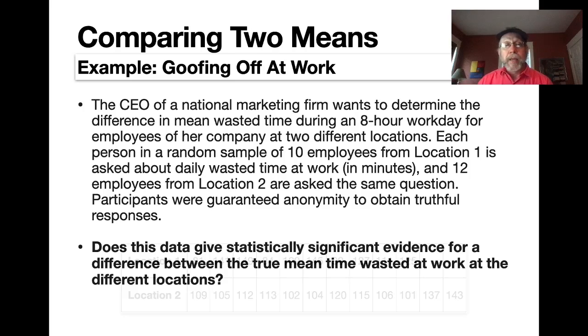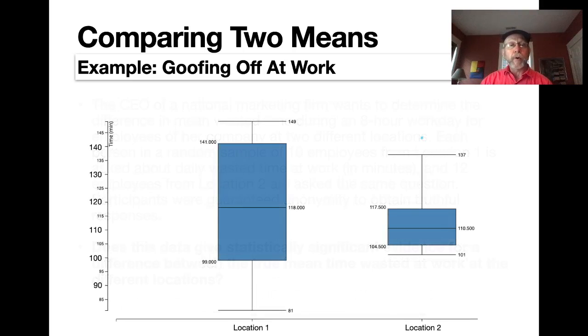And I have a box plot, side by side box plots of our data here. The box plot on the left is from location 1, the box plot on the right is from location 2. And you see pretty starkly that there is a difference between the distributions of the data in the two locations. The time wasted at location 1 has a lot more variation to it than the time wasted at location 2.